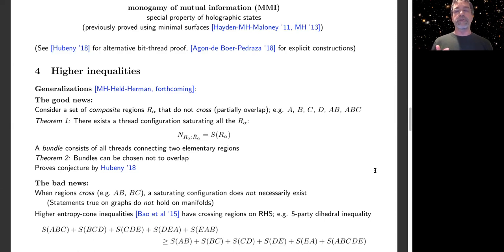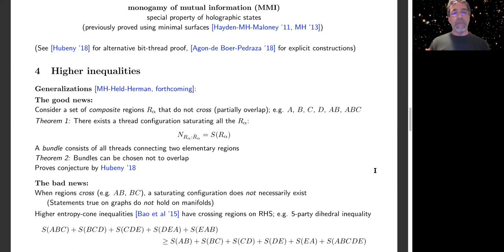And what's interesting about that statement is that this is the first place where you see a divergence between the structure of threads or flows on a Riemannian manifold and the structure on graphs. So far we've been guided by the mathematics of flows and cuts on graphs, which is a very mathematically well-developed subject. And there's a theorem that you can find the analog of a thread configuration on a graph with crossing regions under certain circumstances. And it's not true in the continuum, okay?